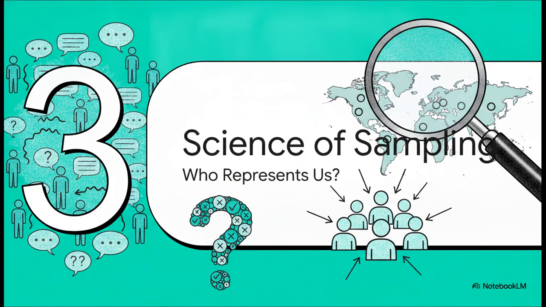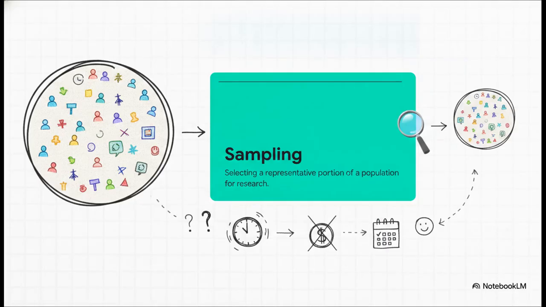Section 3. The science of sampling. Who represents us? This brings us to a major logistical challenge in social research. We want to understand society, but obviously we can't survey every single person in it. So how do we choose who to study?